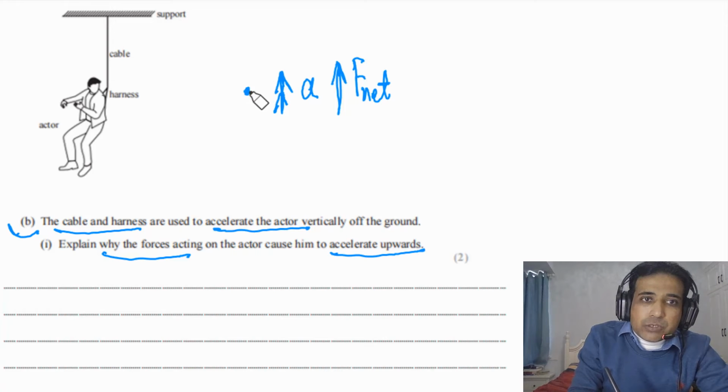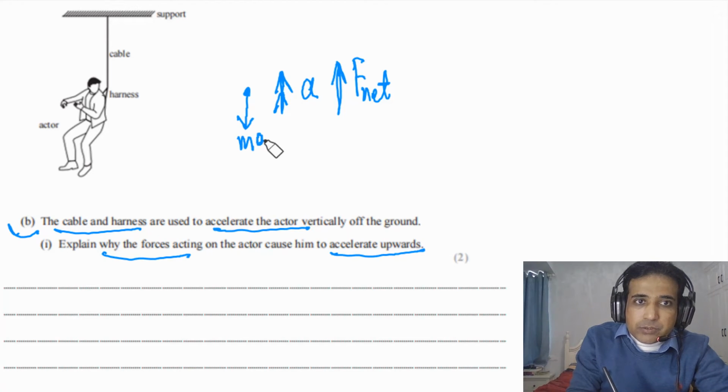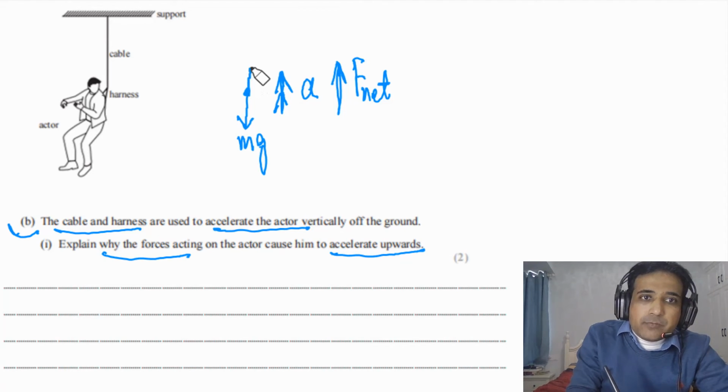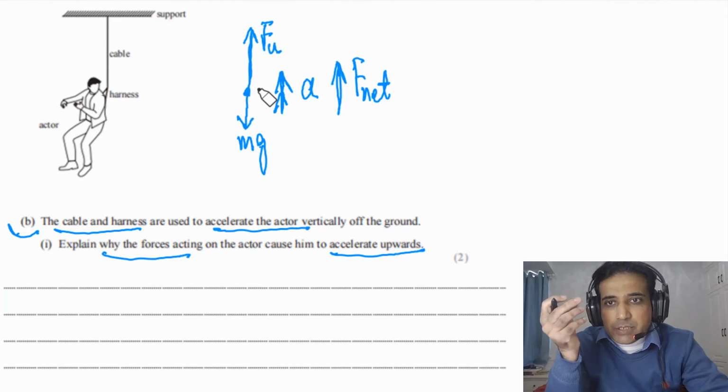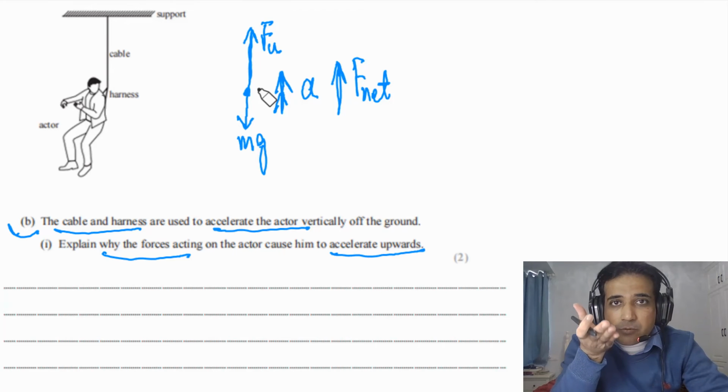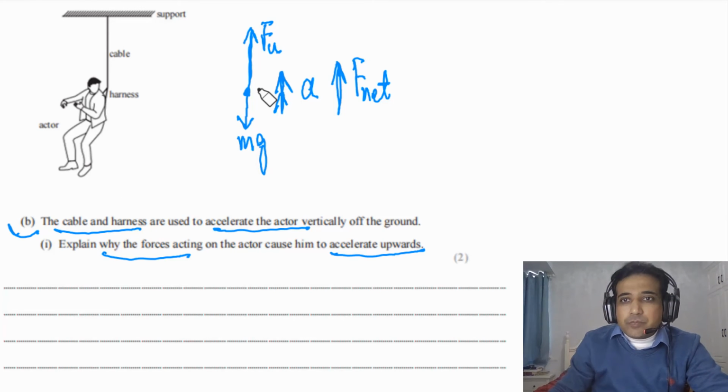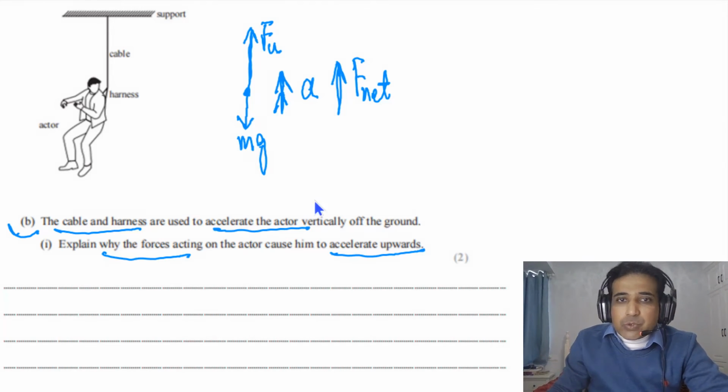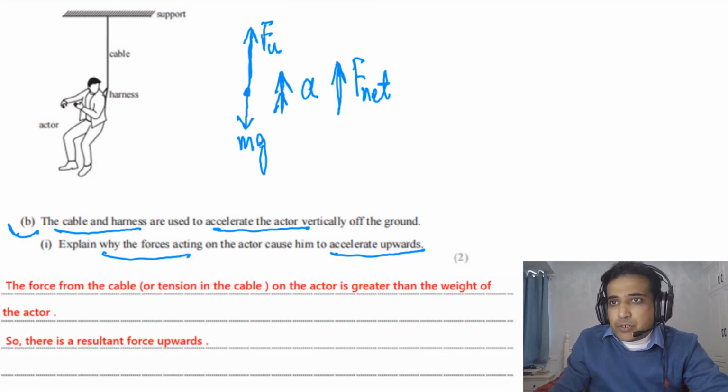Now if you look at the forces acting on the actor along the vertical direction, one force is the weight of the actor acting downwards, that is mg, and there must be another force, the pulling force, and the pulling force has to be greater than the weight. So simply we can say in this case the actor is accelerating vertically upwards. It means there is a resultant force acting on the actor along the vertical. This question has 2 marks. So this is how we can write down our final answer.